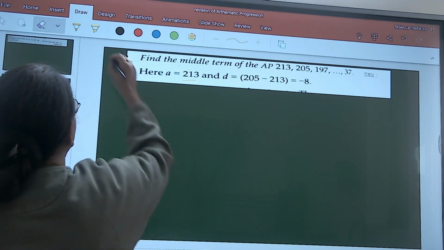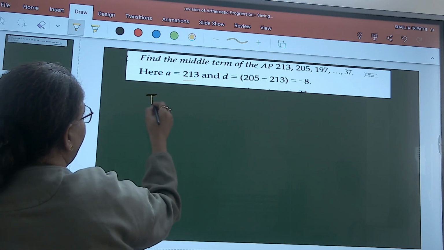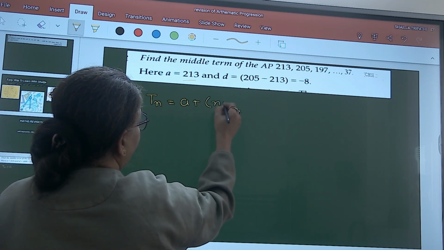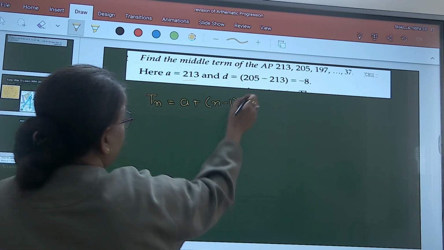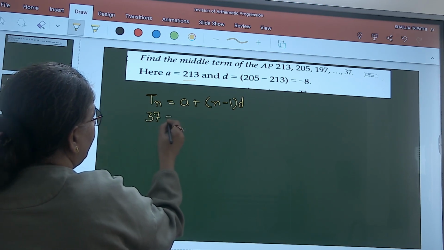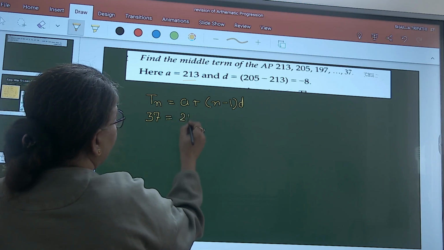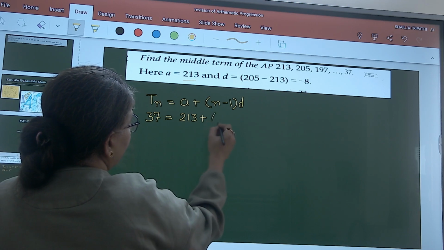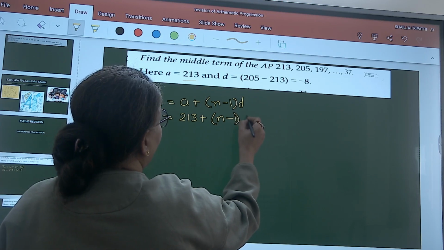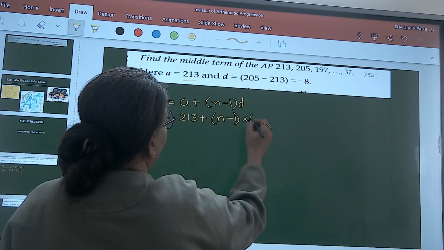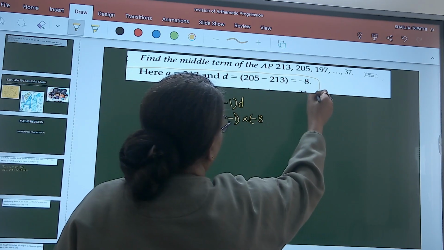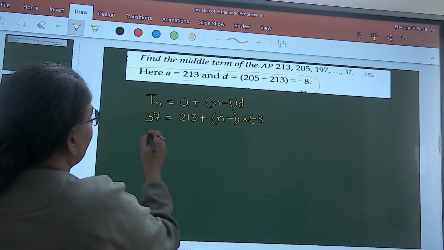So we'll write the formula Tn equals A plus (n minus 1)d. So the last term is 37 and our first term is 213. The total number of terms in the series is n and the common difference is minus 8. So this is not part of the question. Okay, let's solve it.